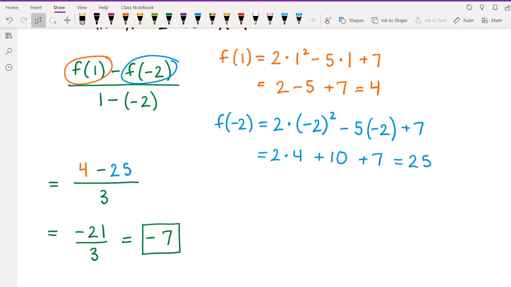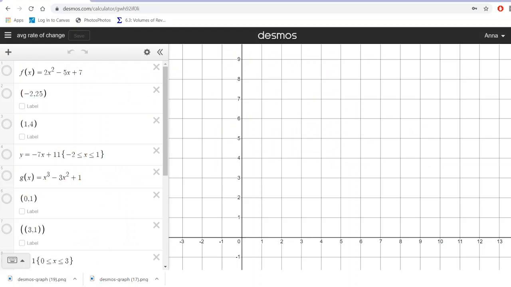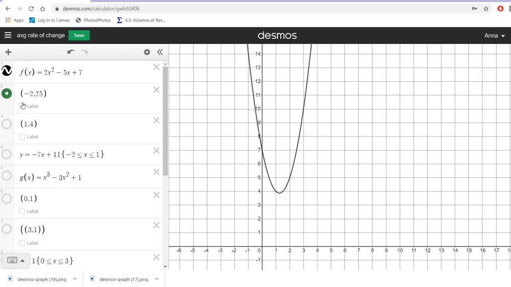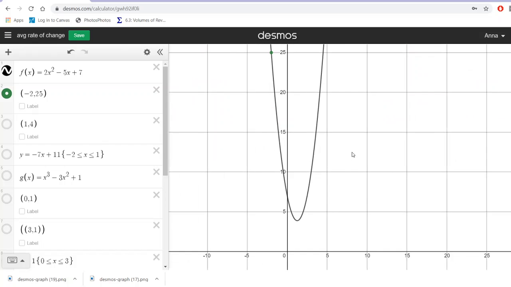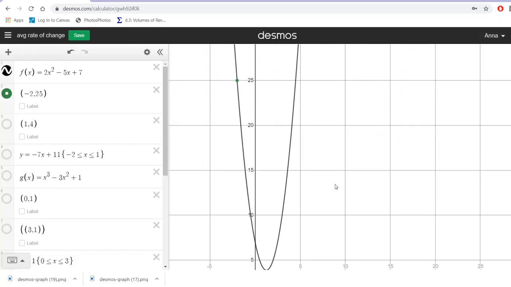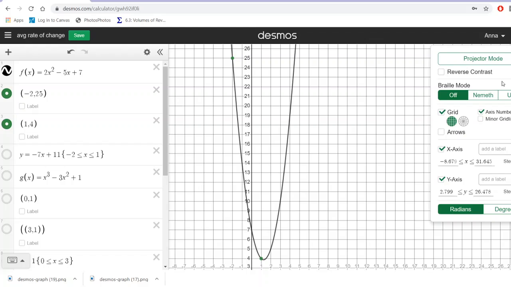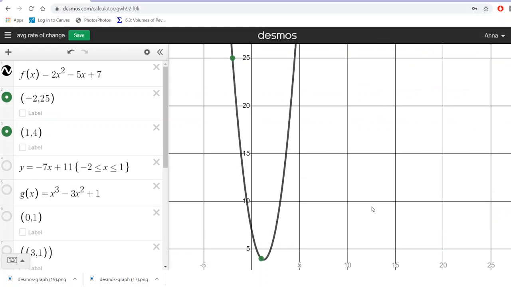So let's take a look at what that actually looks like on the graph. Just going to go to Desmos here. So here's our first function. So here's what it looks like. It's a parabola. And so here's the point. We have to zoom out a little bit. Here's the first point, -2, 25. And then the second point came out to be 1, 4. So that's down there. Let me actually maybe make this a little bolder.